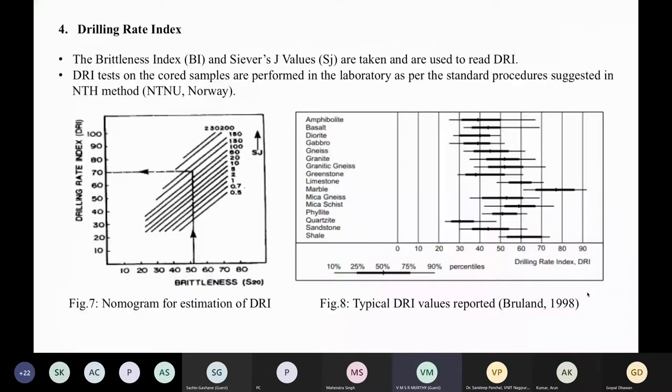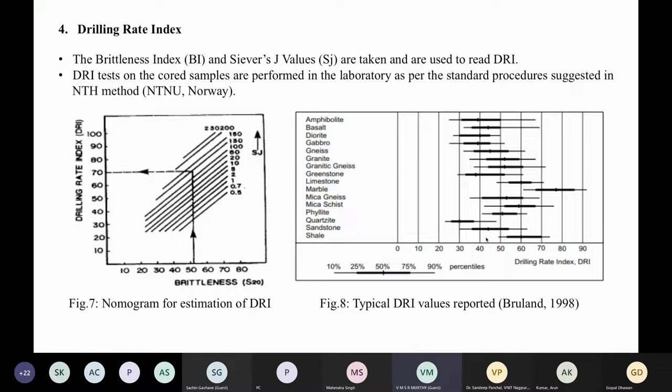In fact, here I was trying to refer to the nomogram suggested by the Norwegians. So DRI is determined with brittleness and SJ value in the nomogram on the left side. For a known brittleness and SJ value, you can find out the drilling rate index and the range of drilling rate index for different rocks of the Norwegian class. If you see Indian conditions also, more or less they come under the same category, but there could be a slight shift towards the left.